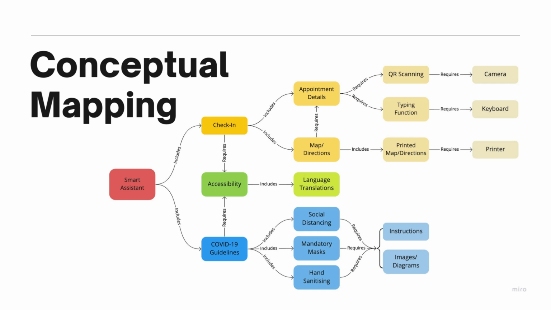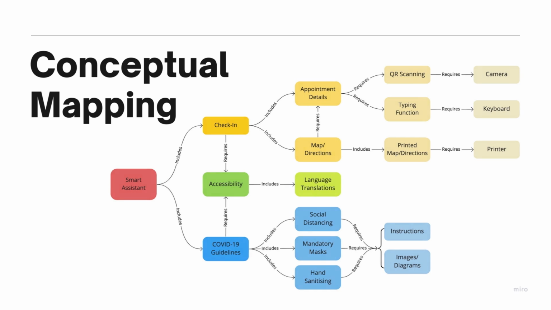And leading back to the map function, which allows users to independently navigate the space, the system will include visuals and a printed map of directions, and that in turn will require a printer. As such, this leads us to the COVID guidelines of the system, where it will highlight points of how to adhere to social distancing, wearing masks, and hand sanitization within the space. And as such, this will require instructions and diagrams. And lastly, to cater with accessibility, the system will include language translations for those with language barriers.